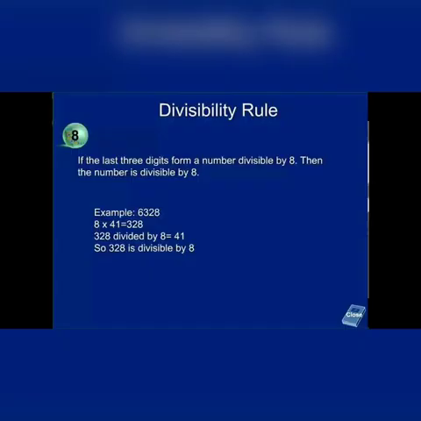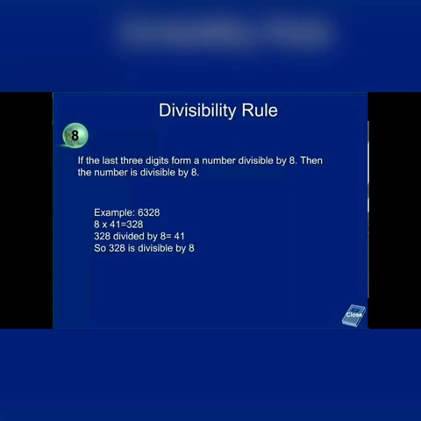The next rule is about the divisibility rule for 8. If the last 3 digits form a number divisible by 8, then the number is always divisible by 8. So, example for that, here we have to take the last 3 digits. Example is 6328. Here what are the last 3 digits? 328. If we divide 328 by 8, we'll get quotient as 41 and remainder as 0. So obviously 328 is divisible by 8.